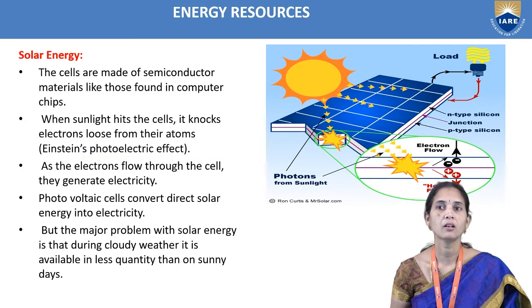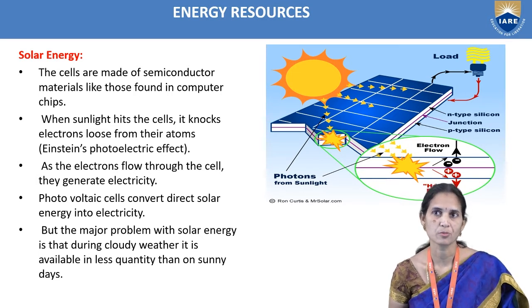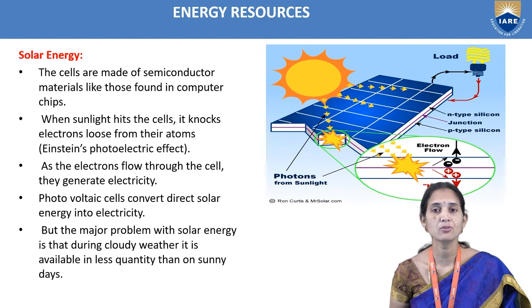The cells are made of semiconductor materials like those found in computer chips. What materials do we use in solar energy? We use solar cells. What are solar cells made up of? They are made up of semiconductor materials, and the semiconductor material we use is silicon. When sunlight hits the cells, it knocks electrons loose from their atoms.